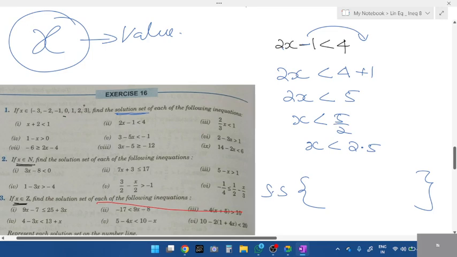Where does 2.5 lie, students? 2.5 lies in between 2 and 3, right? So what are the numbers I have to consider? I should consider even 2. All the numbers. What are the numbers left? Just copy in the same order. 2. Tell me the answer. Yes, very good. -1, -2, -3. Understood?